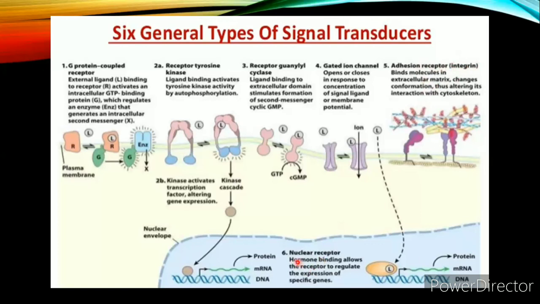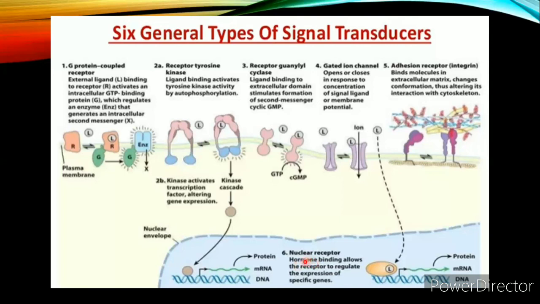The last one is the nuclear receptor. The nuclear receptor example is the steroid hormone receptor that binds to a specific ligand, a hormone such as estrogen, and alters the rate at which specific genes are transcribed and translated into cellular proteins, because the steroid hormone functions through a mechanism related to the regulation of gene expression.